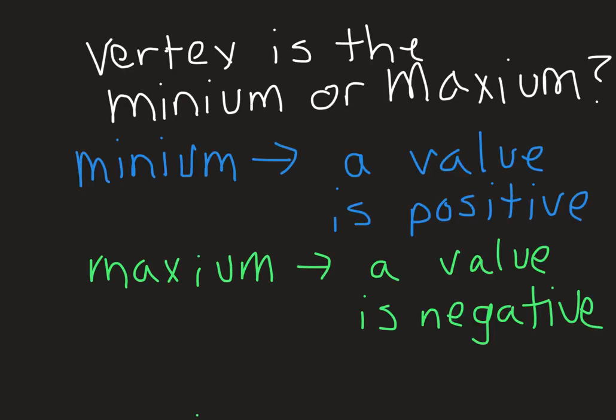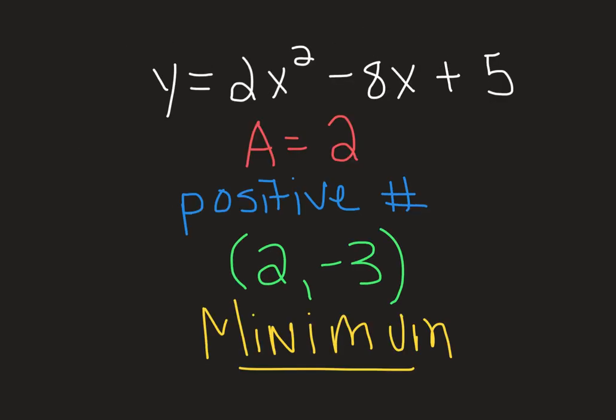So now you need to interpret whether the vertex is a minimum or a maximum. Since our value of A is positive, meaning the parabola opens upwards, the vertex of 2, negative 3 is the lowest point on the graph. Know that for a minimum value, A is positive, and for a maximum value, A is equal to a negative value. In our equation, A is equal to 2, meaning 2 is a positive number, creating a minimum value.